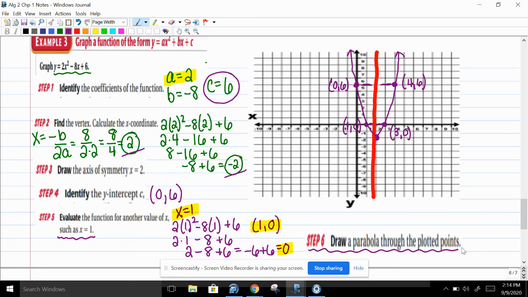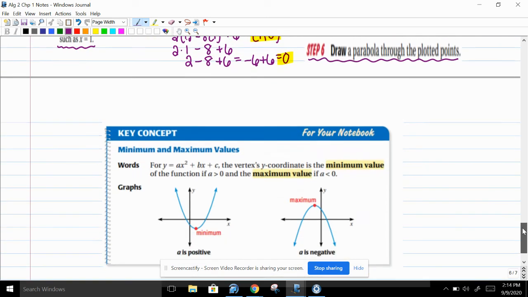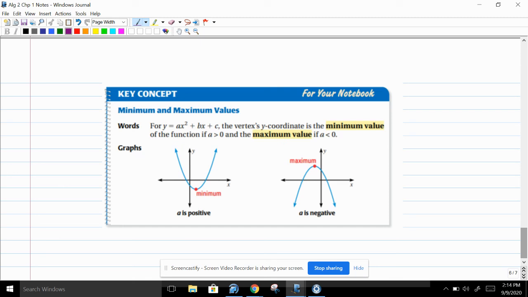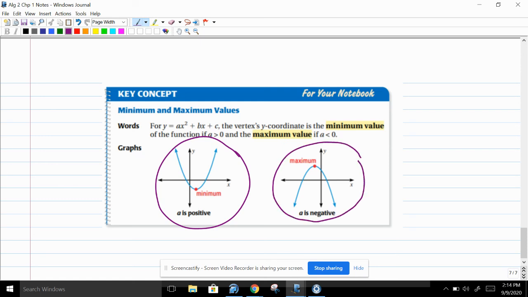The only other thing I want to talk about, guys, is the last little slide here: minimum and maximum values. When the graph opens up like it does here, your vertex is a minimum, because it's the bottom. When your graph opens down like it does there, your vertex is a maximum because that's the highest possible point in the graph. So when we talk about minimums and maximums, that's what I'm talking about.